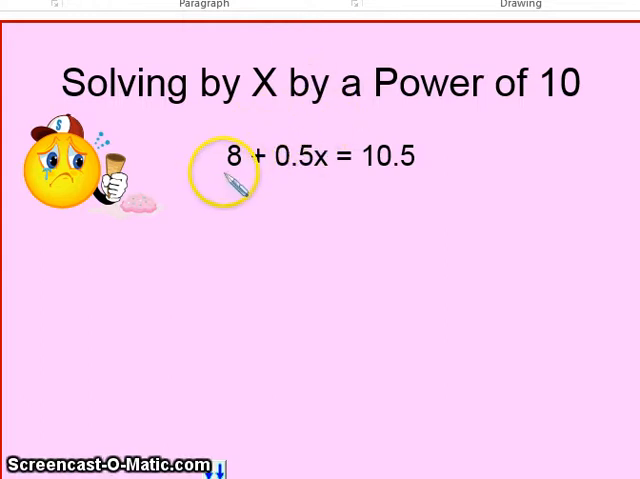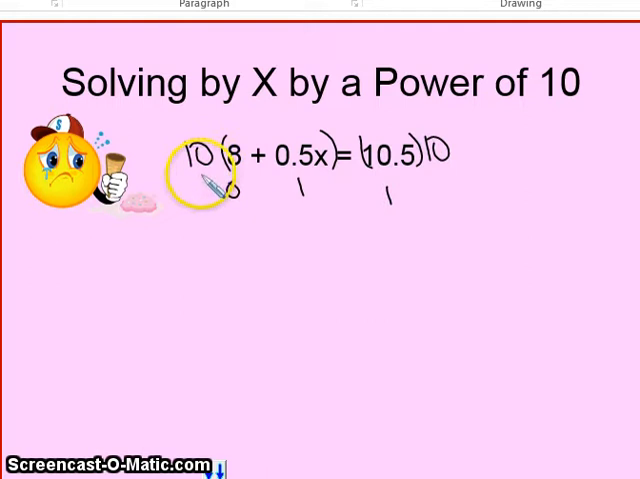Now, in order to do that, we're going to count how many decimal places we have in each term. So in 8, we have 0 decimal places. In 0.5x, we have 1 decimal place, and in 10.5, we have 1 decimal place. Now we're going to use 10 to the power of the most decimal places. So since 1 is the most decimal places that any single term has, we're going to multiply each side of this equation by 10 to the first power, or just 10 in this case.